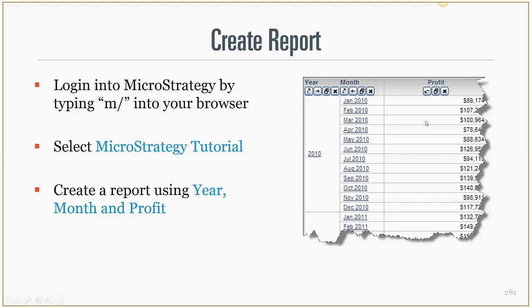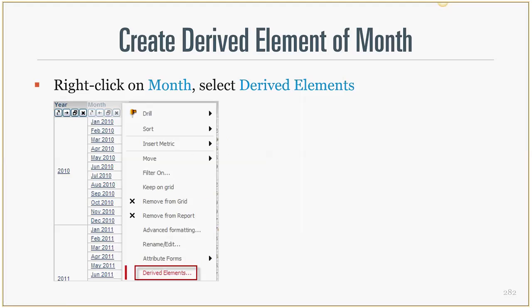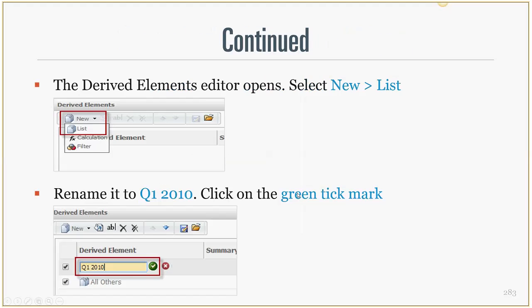We are going to create a report by using the blank report template, and these are going to be the attributes, and here is your metrics. Then we are going to see how to create a derived element for that month. So I don't want months to be displayed like this. I want these months to be converted as quarters. So we are going to follow the steps over here.